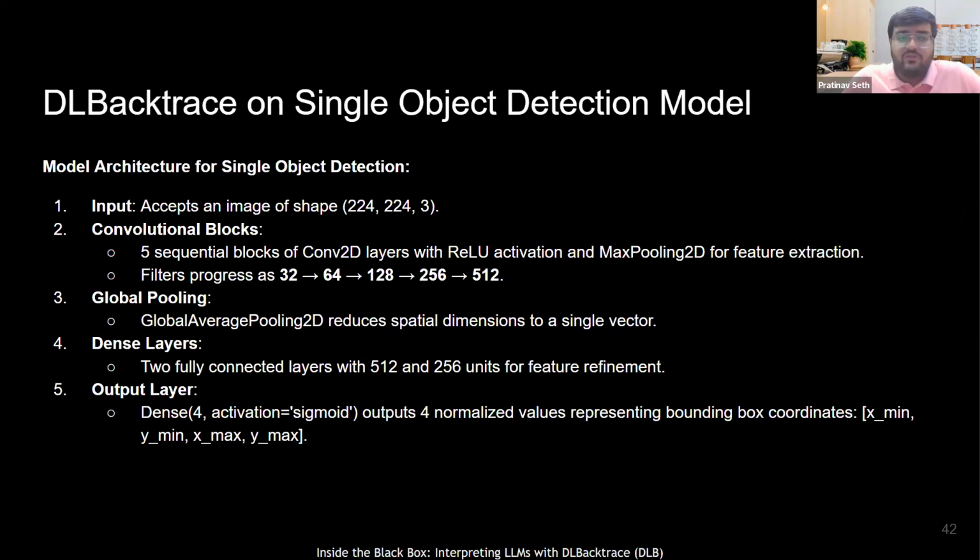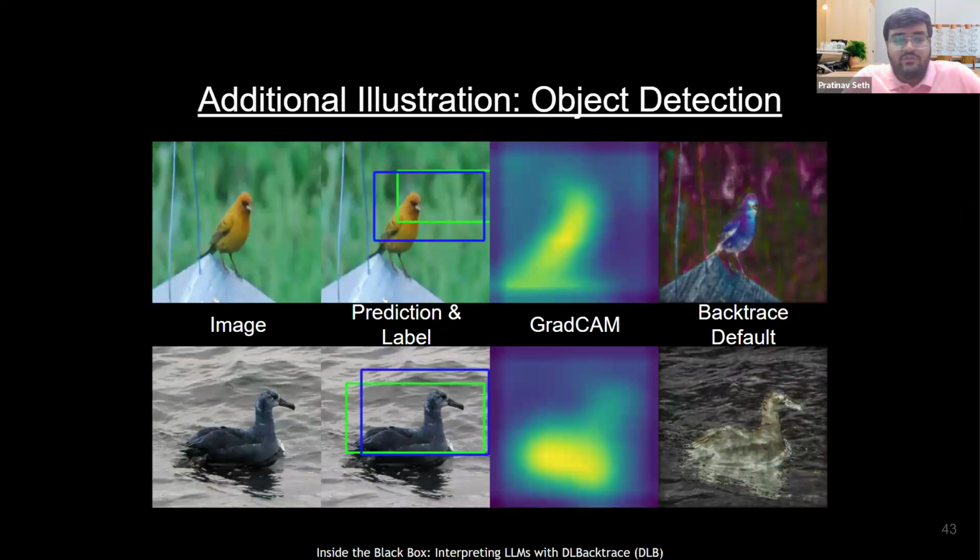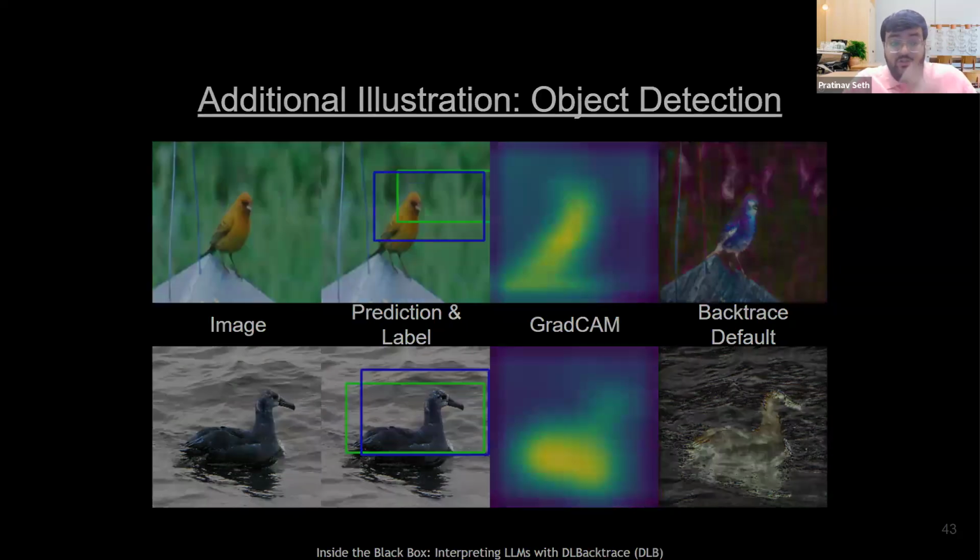Similarly for object detection, we use a very small model. And if you see GradCam and others, it's very blurry. You're not able to get any fine-grained details. But for backtrace, that's not the case. You're actually able to get very fine-grained details. And again, you can use this to improve your model and in various use cases. With this, we'll move on to the tabular data.